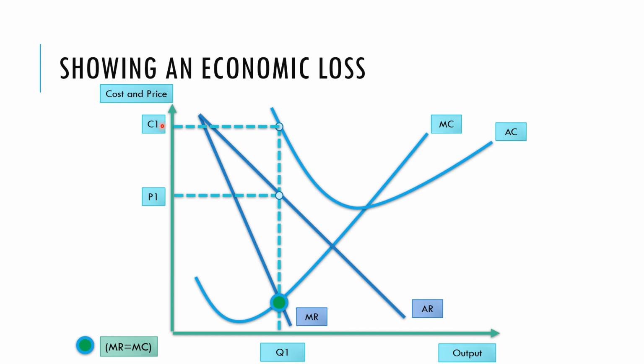Now here the average cost is greater than the price, so this business must be making a loss. And basically the profit maximizing level of output here is minimizing the losses. It's the minimum level of loss that this business can make. And the loss, the economic loss, would be represented by that area there.